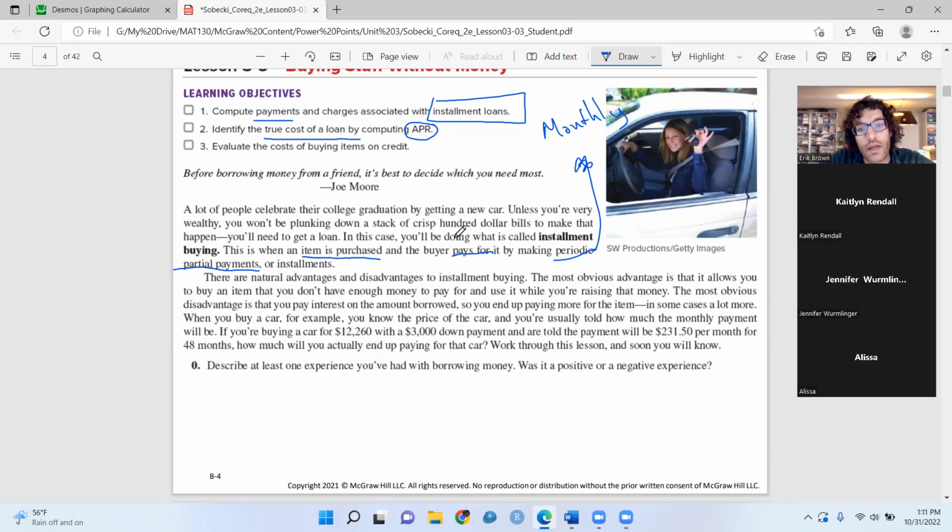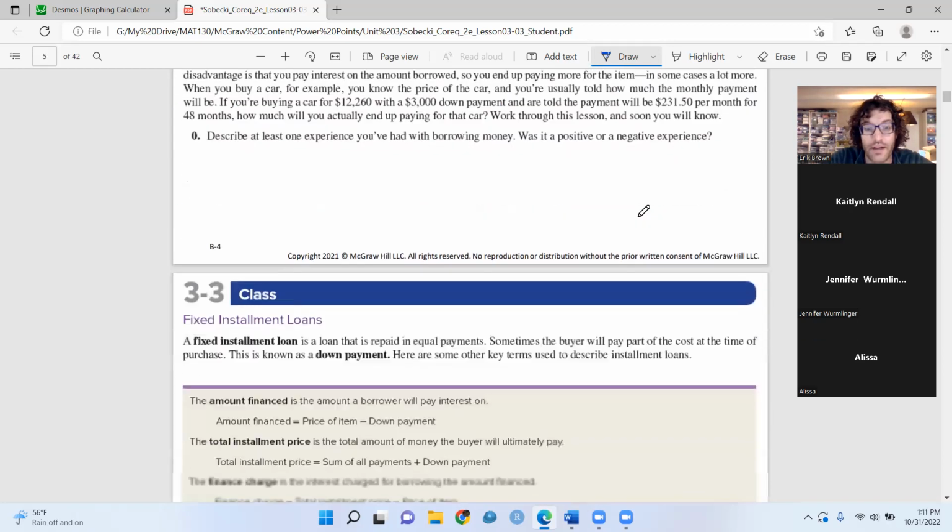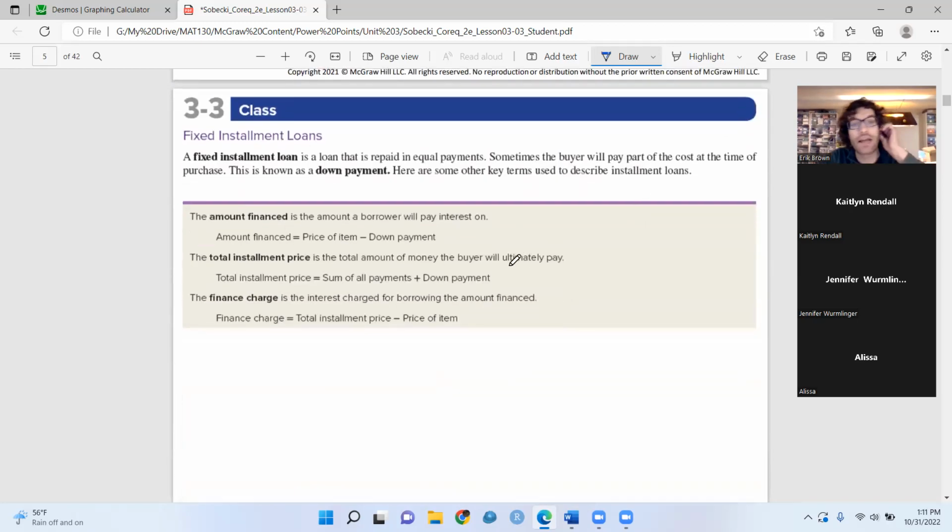So what we're doing here is calculating how much extra it's going to cost us because we didn't save up the money to buy something right offhand. So here's some of the language we need to work with, and here's some formulas, and I'm going to write these in letter notation.